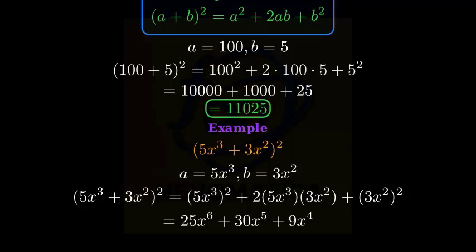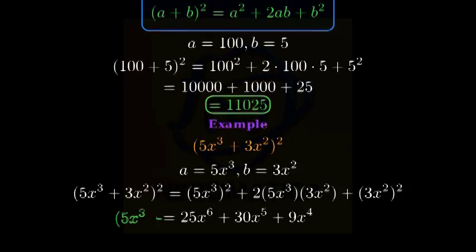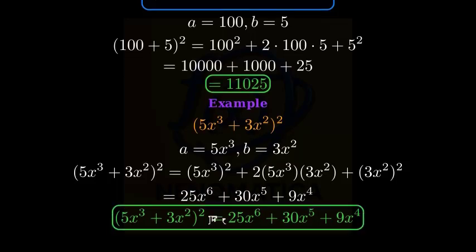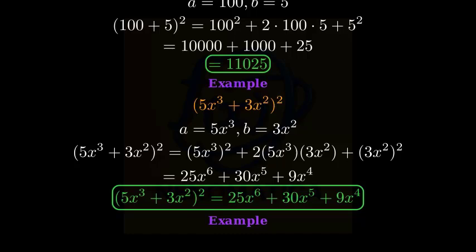Let's compute each term. (5x cubed) squared equals 25x to the 6th power. 2 times 5x cubed times 3x squared equals 30x to the 5th power. And (3x squared) squared equals 9x to the 4th power. So our final answer is 25x to the 6th power plus 30x to the 5th power plus 9x to the 4th power. Let's try one more example with multiple variables.